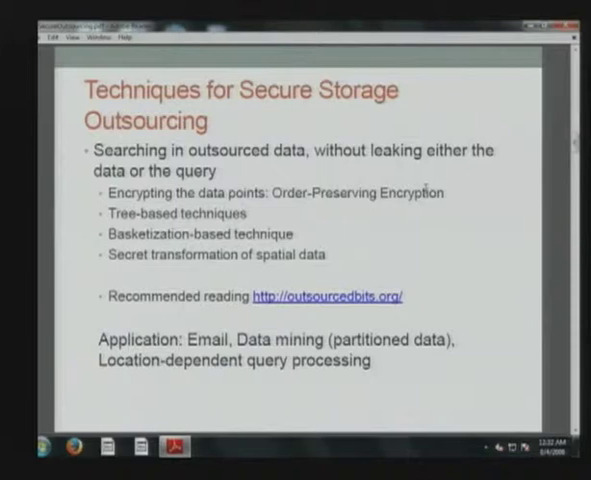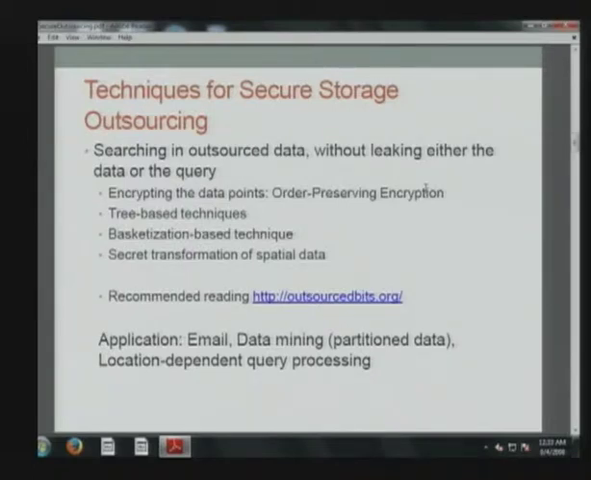Now, I'm going to present the techniques for secure storage outsourcing. As I mentioned before, in secure storage outsourcing, the client wants to store his dataset on the server side, and later he wants to search over his database. But in this process, the client does not want to leak either the data or the query. So the first thing we can think about is how to hide the data from the server. The client can do this: he encrypts the data and then sends the database to the server.